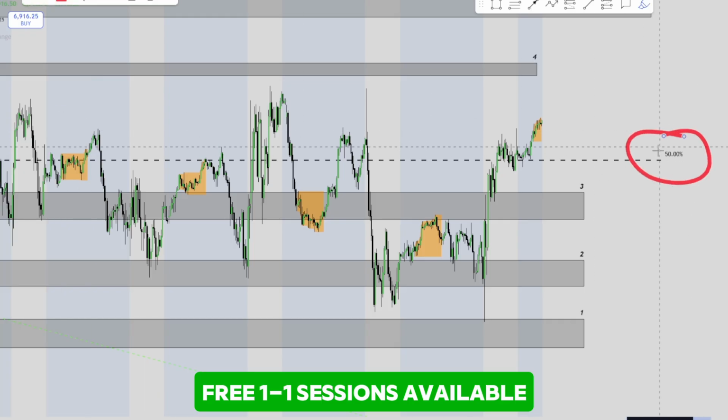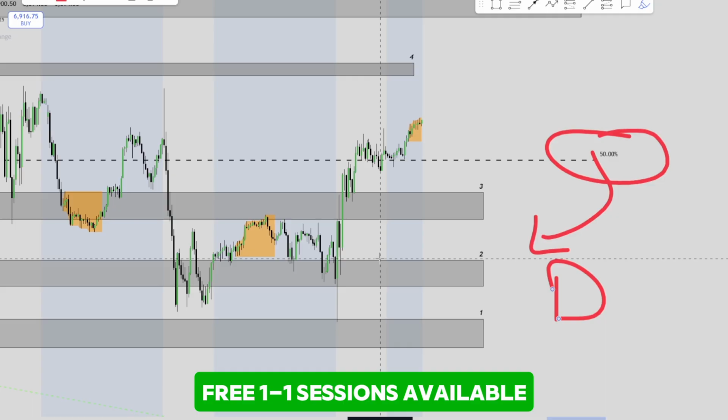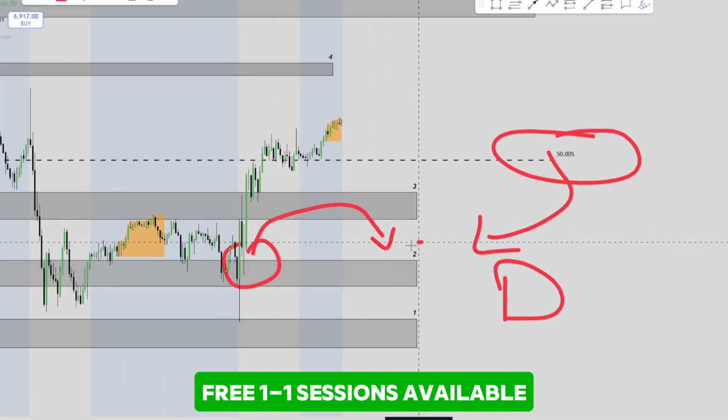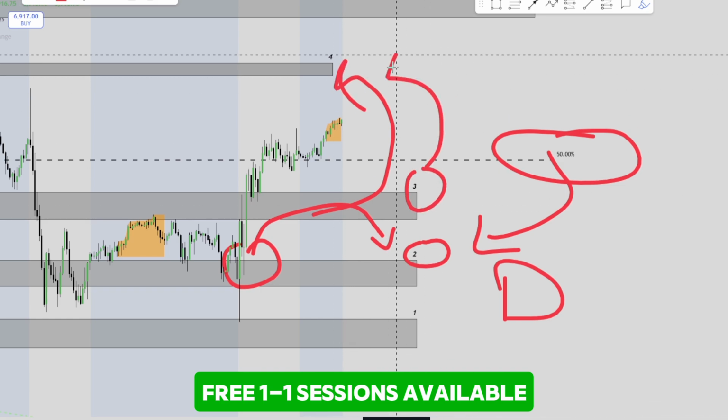So we are below the 50%. This is the discount. So the longs from Tuesday the 24th were actually from this key level here, or this absorption area number 2, and we were targeting essentially number 3 and then 4, right? This is how the trade actually played out.